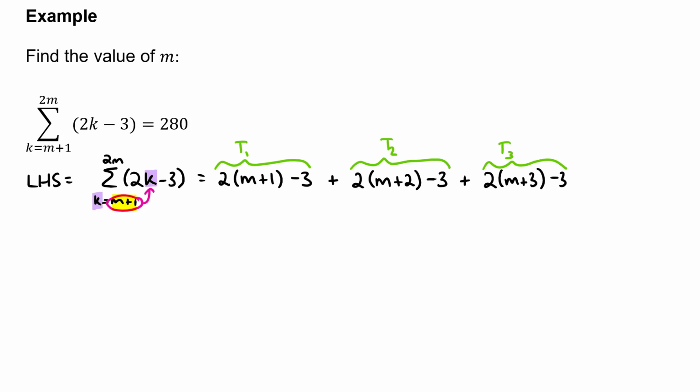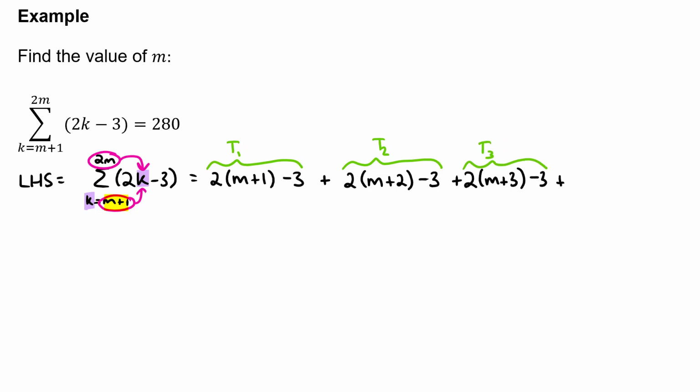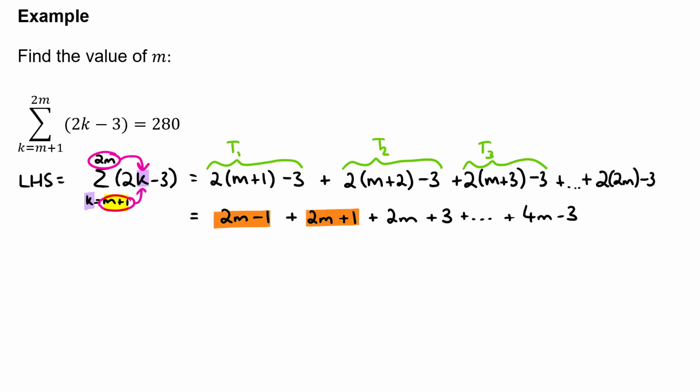And we have to do the last term as well. And for the last term, we just take the top number and sub it into that letter k. The last term will be 2 times 2m minus 3. And then we could just go and neaten it up a little bit. And once we've done that, we'll get the following for the first 3 terms as well as the last term.